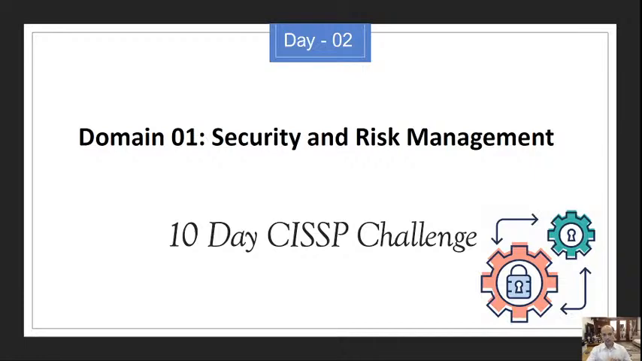But when we have the concept, we have the understanding of what exactly the CBK of the exam wants us to understand and to answer in the exam. Then it will be much easier for us to understand the concept in the way the examination body wants us to. So that is the main concept of the 10-day CISSP challenge.